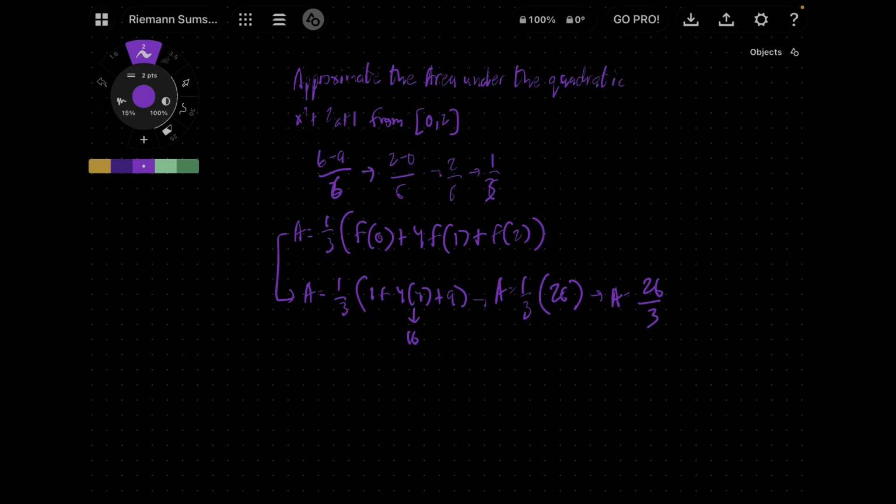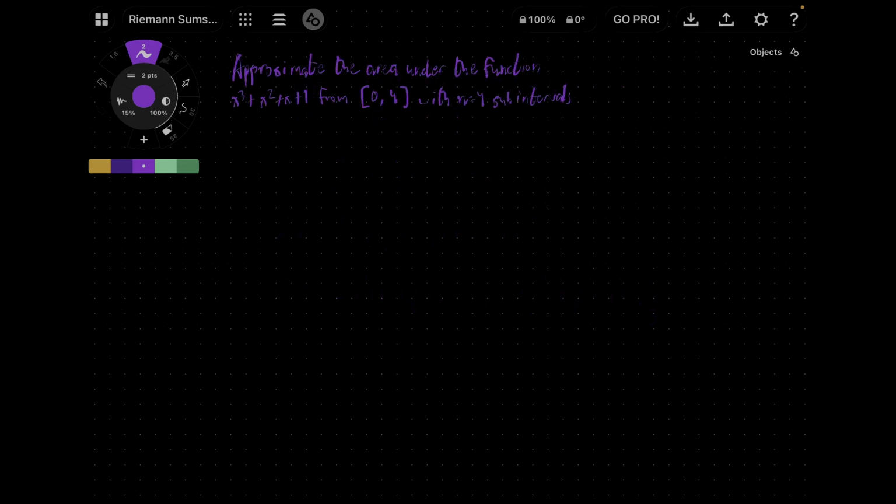Let's move on to our next example and our final example for this video, where we will be using the composite form of the same formula. Over here, the problem reads, approximate the area under the function x cubed plus x squared plus x plus 1 from 0 to 4 with n equal to 4 subintervals. The first thing we can do, since the formula is not as trivial, is figure out how many spaces we're going to need and just write it out.